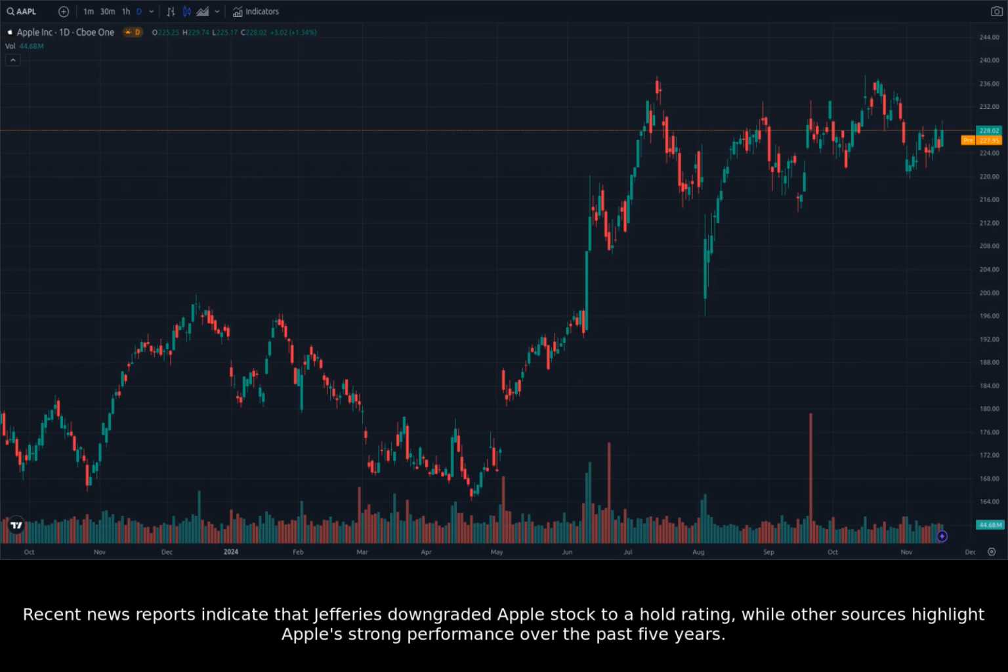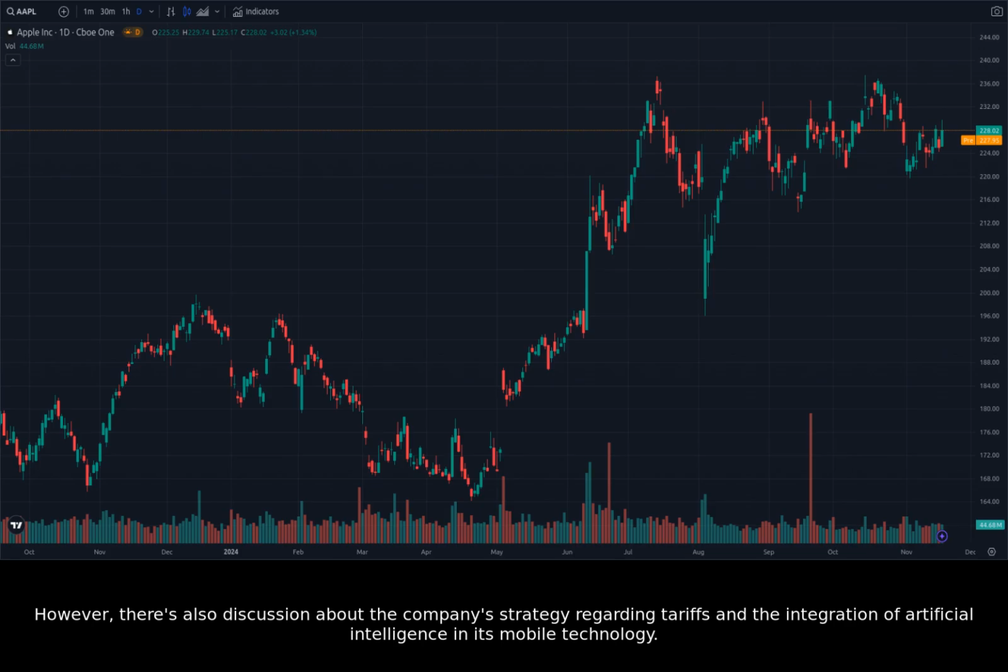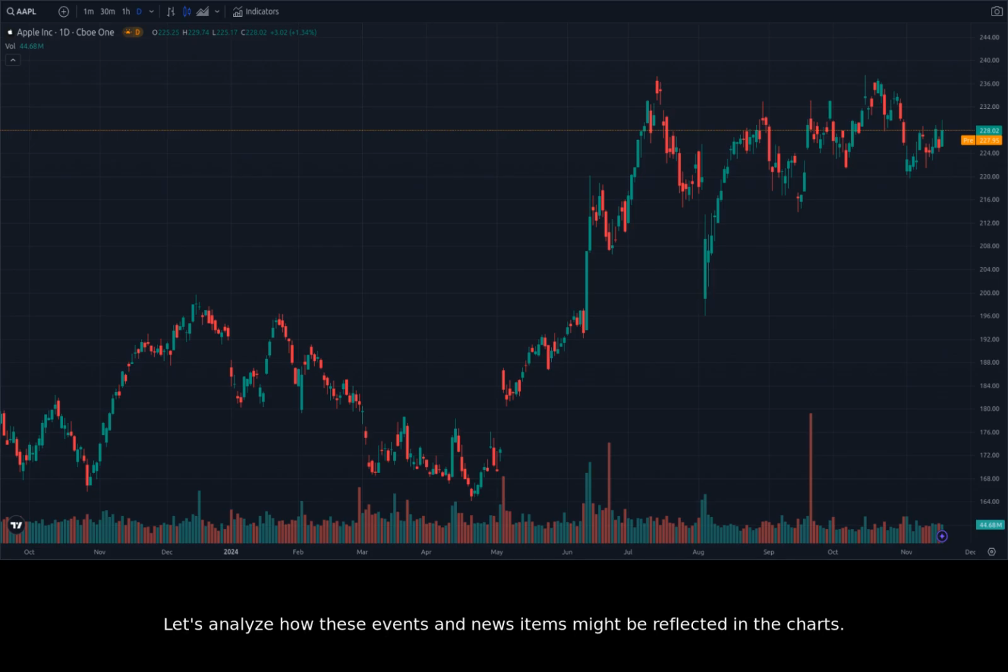Recent news reports indicate that Jefferies downgraded Apple stock to a hold rating, while other sources highlight Apple's strong performance over the past 5 years. However, there's also discussion about the company's strategy regarding tariffs and the integration of artificial intelligence in its mobile technology. Let's analyze how these events and news items might be reflected in the charts.